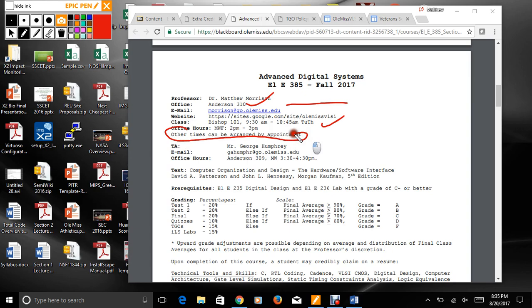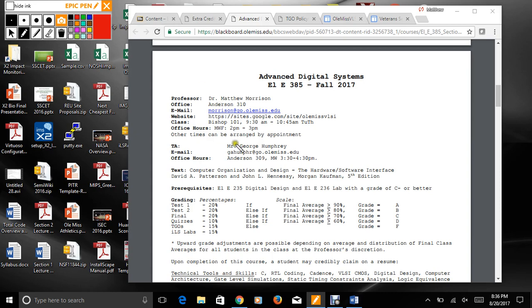Also worthy of note, other times can be arranged by appointment. So if you have a class or a job from 2 to 3 p.m. on Monday, Wednesday, and Friday, and you really need to reach me, you are permitted and encouraged to send me an email and say, Dr. Morrison, I can't make this time, here are a set of proposed times for which I can go, and then I can pick that time. If you just tell me you can't make my office hours and don't give me a set of proposed times, well, I don't know your schedule and I don't have access to it. So as a result, I'm just going to keep picking times until you don't. It's a frustrating process.